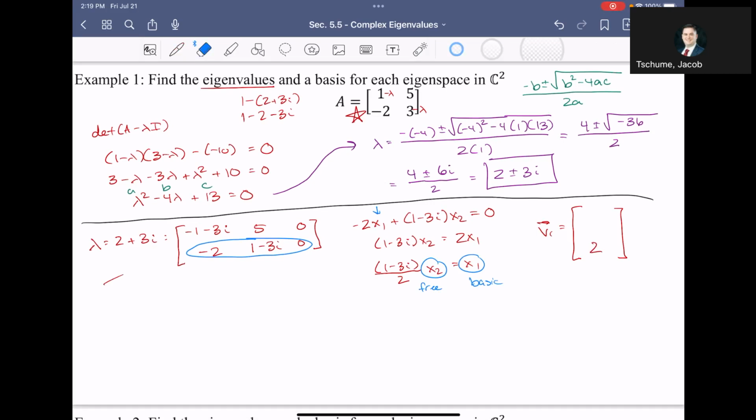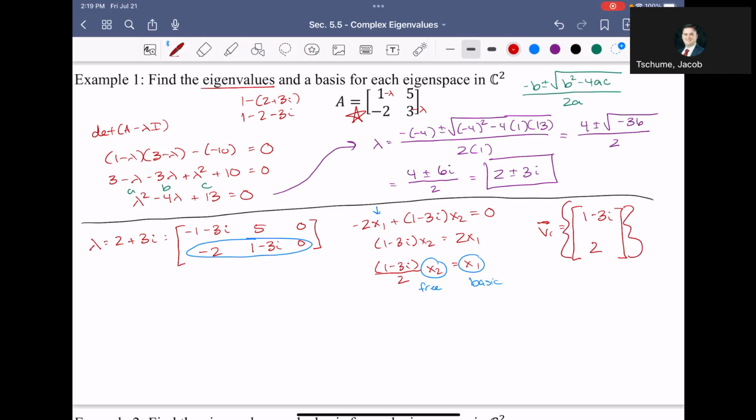I do that because if I let x2 be 2 and I multiply it, the fraction cancels and just gives you 1 minus 3i. And I forgot my squiggle braces. That would be the basis of the eigenspace for lambda equals 2 plus 3i.